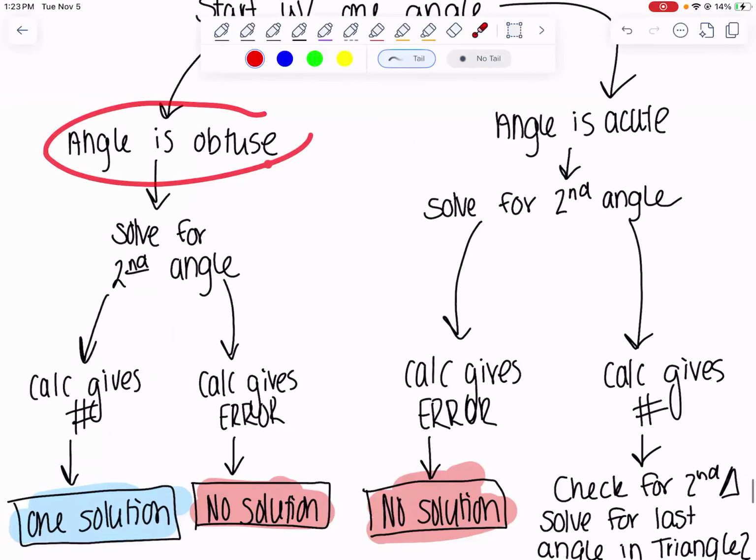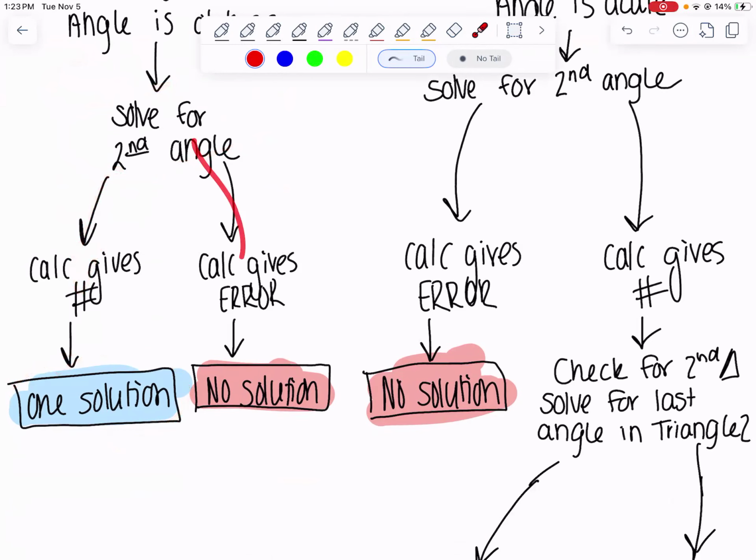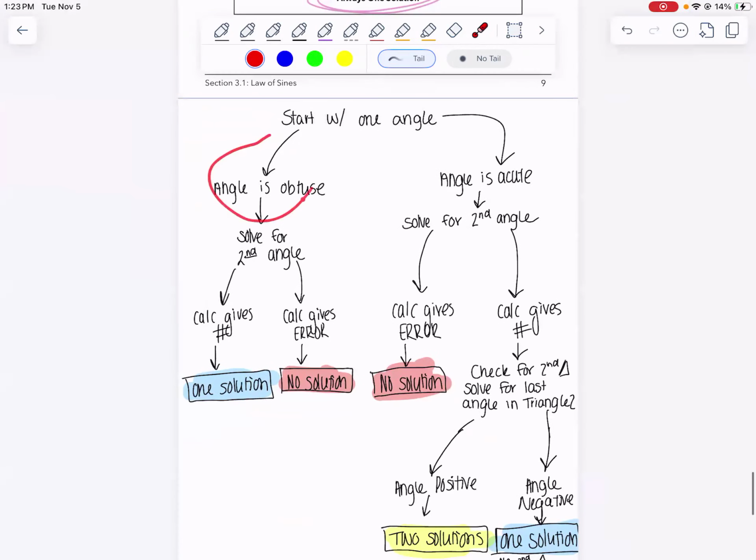In the case that you're given an obtuse angle, you're going to go ahead and solve for the second angle. That's always going to be step one. Either the calculator will give you a number, and that means there's one solution, or it gives you an error, and there's no solution. So when the angle's obtuse, that's it. Either you get a number for your second angle, or it says no solution.